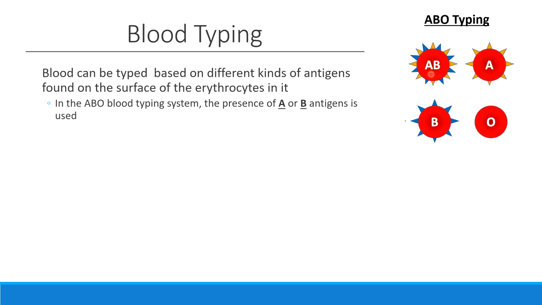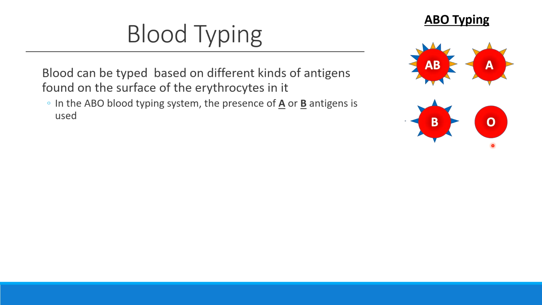So someone with type AB blood has both A antigens, shown here in yellow, and B antigens, shown here in blue. They have both A and B sugar proteins on the surface of their cells. Someone with just type A blood would only have A antigens. Someone with type B blood would only have B antigens. Notice someone with type O blood doesn't have any antigens on their red blood cell surface.